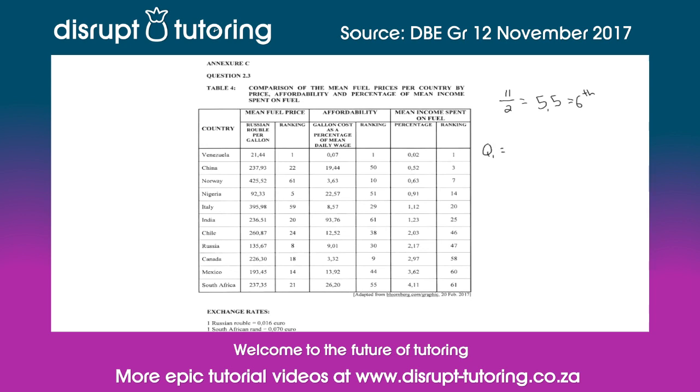So Q1 is equal to your total amount of data points. So we already counted out that there are 11 data points. So remember over here, we showed that this was 11. So basically the formula will be your total number of points plus 1 divided by 4. So in this case, it'll be 11 plus 1, which is 12, divided by 4, which is going to be 12 over 4.